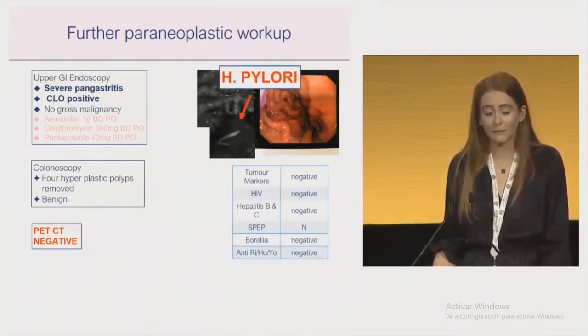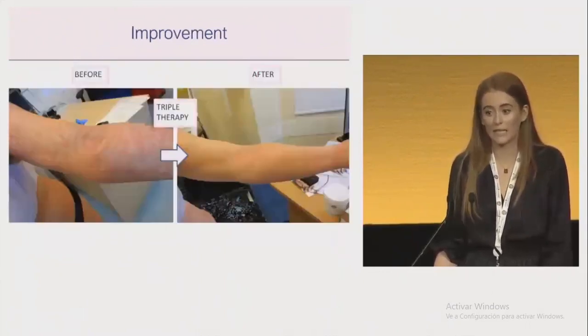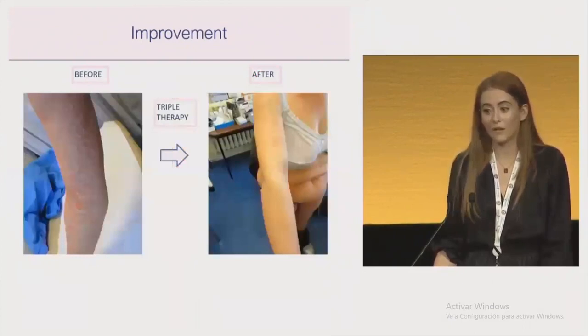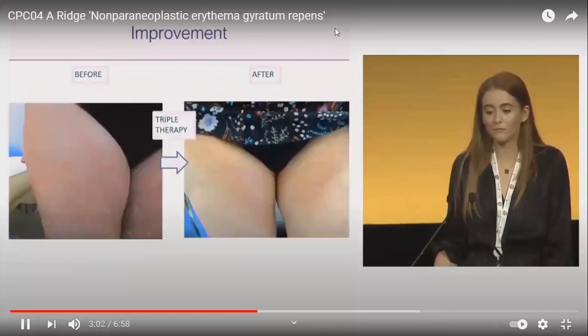So she was then placed immediately on triple therapy eradication for H. pylori, and this consists of amoxicillin, clarithromycin, and a PPI for 14 days. So as you can see here, towards the end of the course of triple therapy, her skin did improve, and she's clear of erythema gyratum repens following the 14-day course.